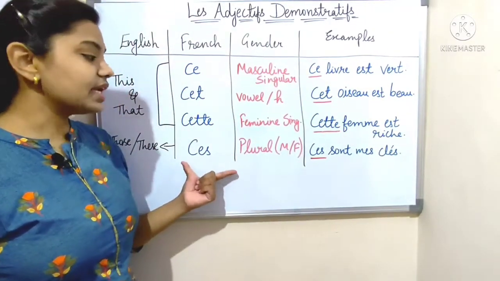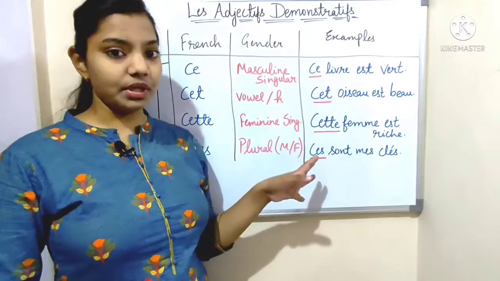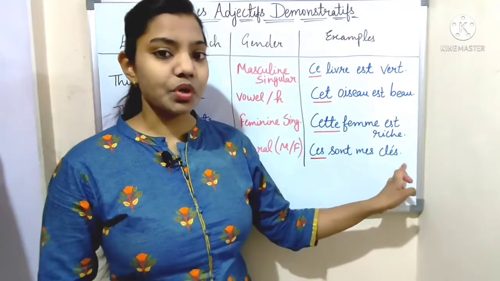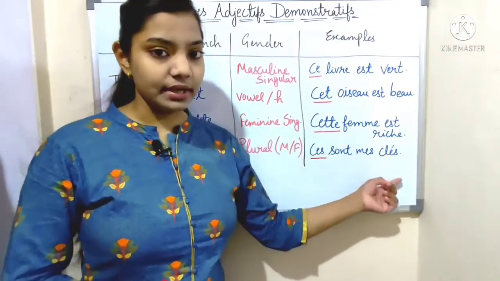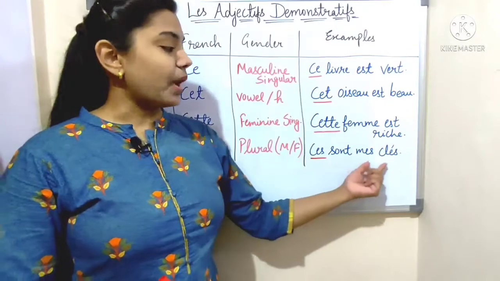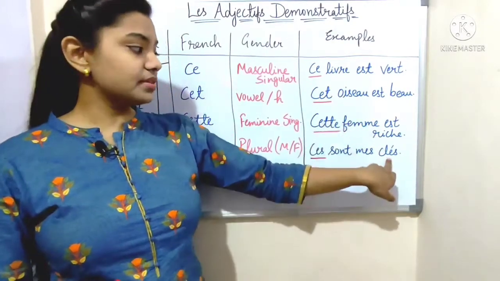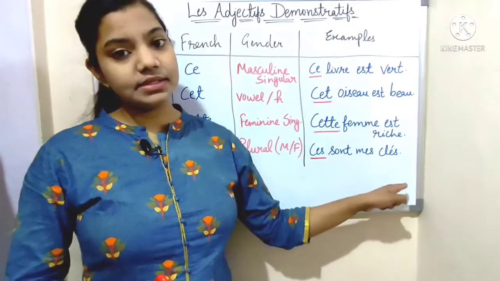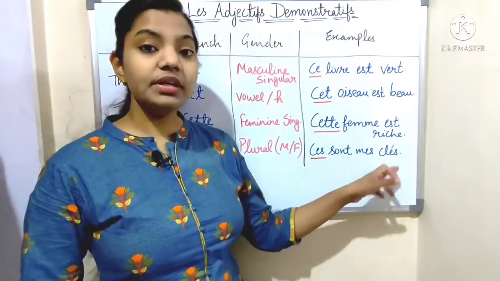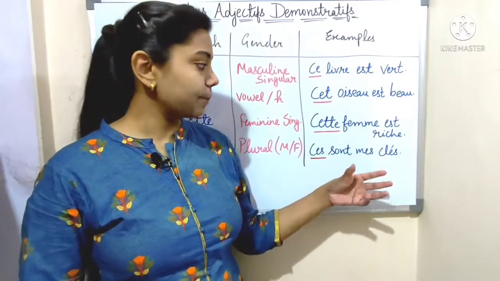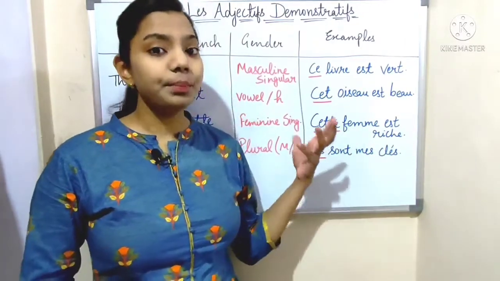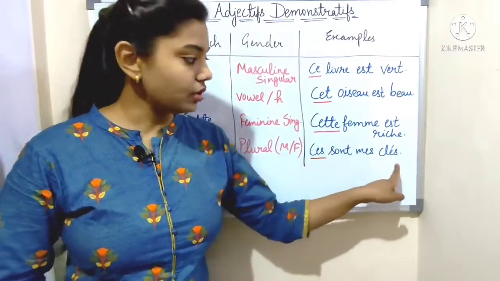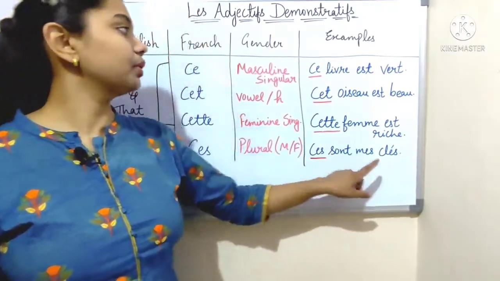Now ces is used for plural, either masculine or feminine. Ces sont mes clés. These are my keys. Clé means key. Here clés is a plural word, keys. So ce sont mes clés, that's why we use ces for keys, because it is plural.